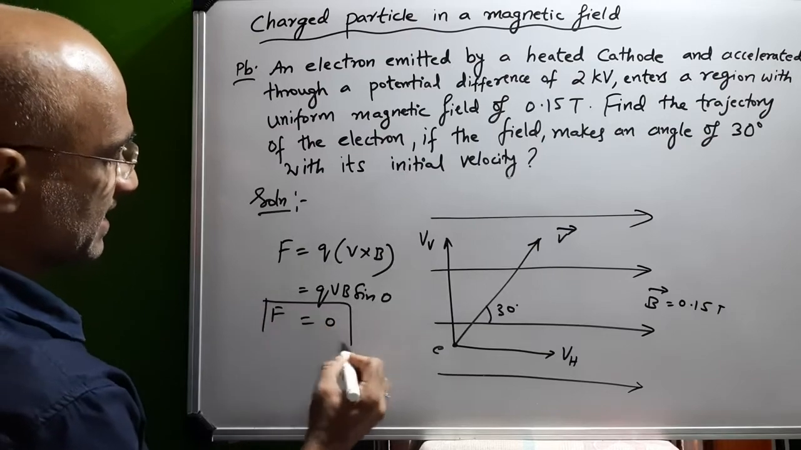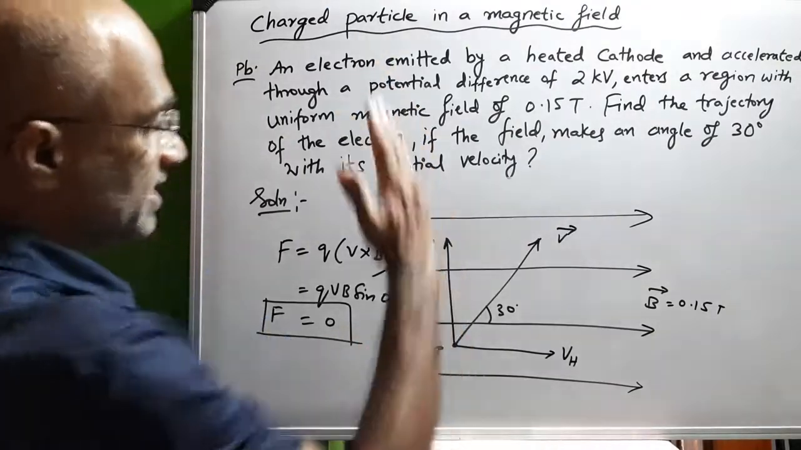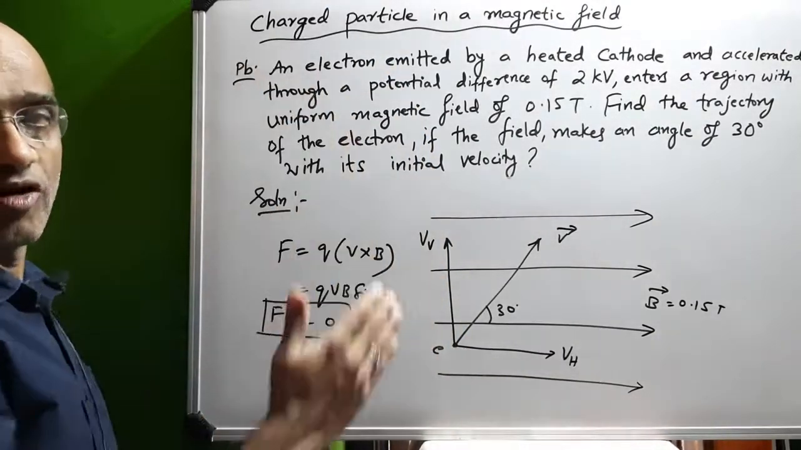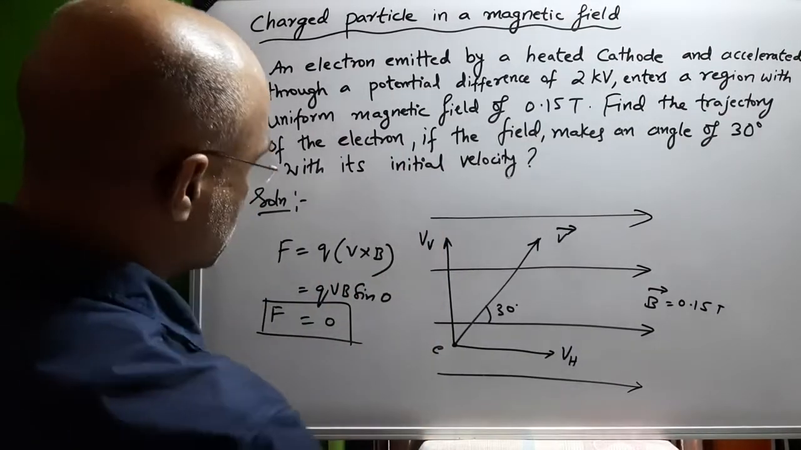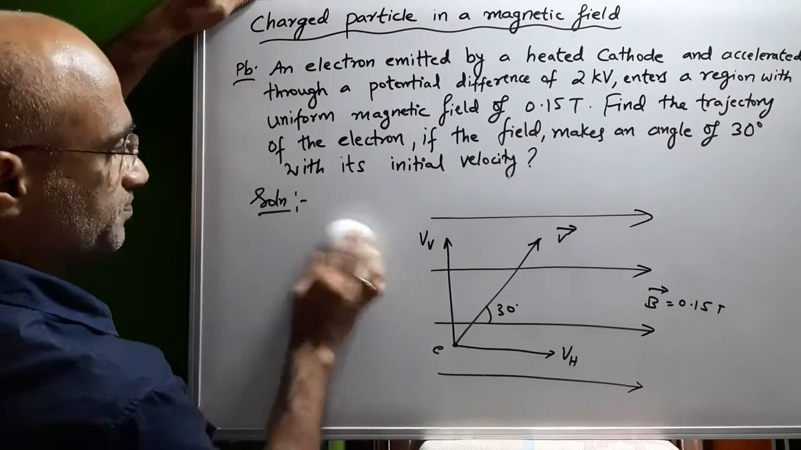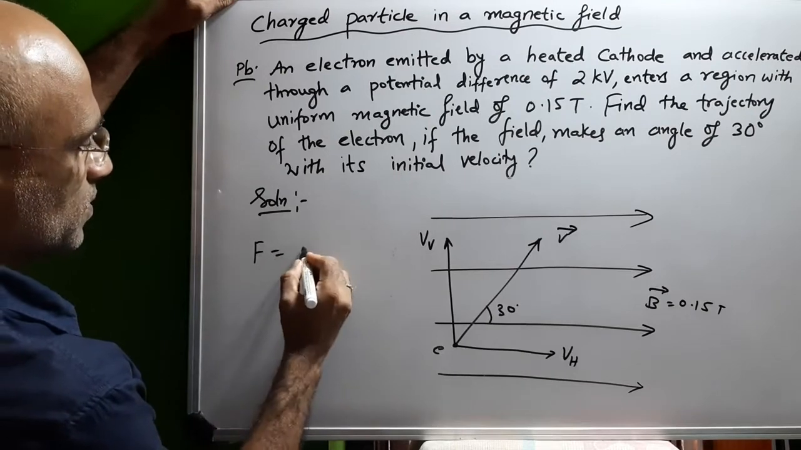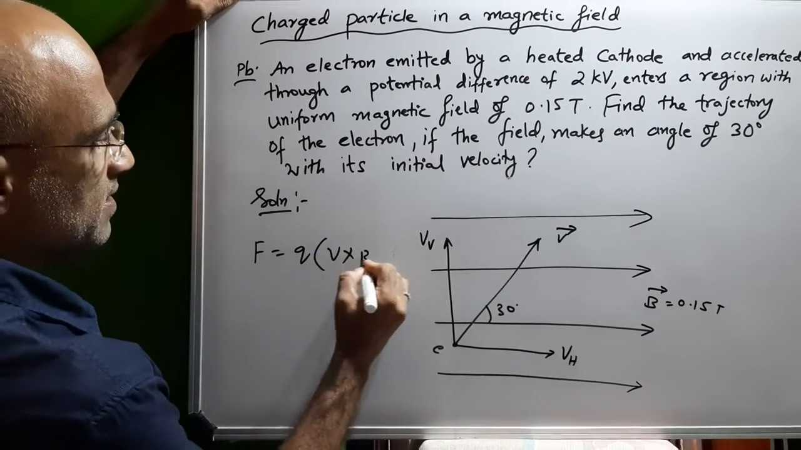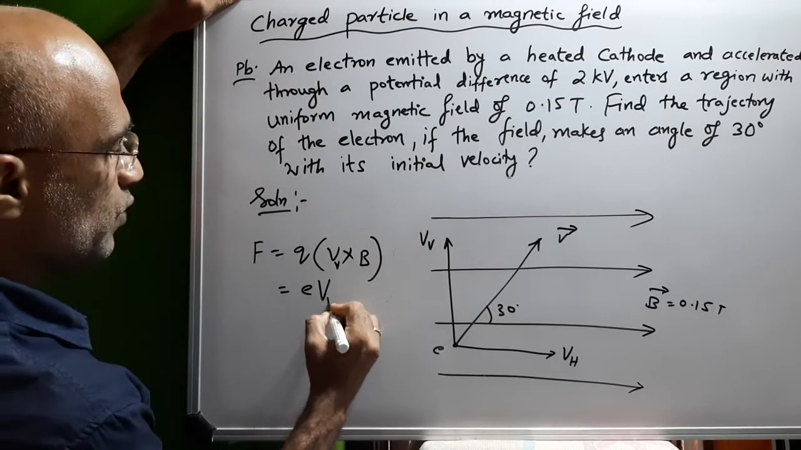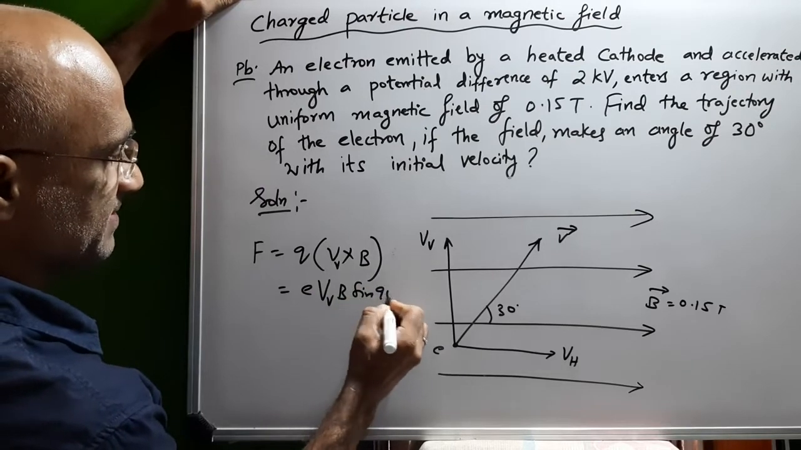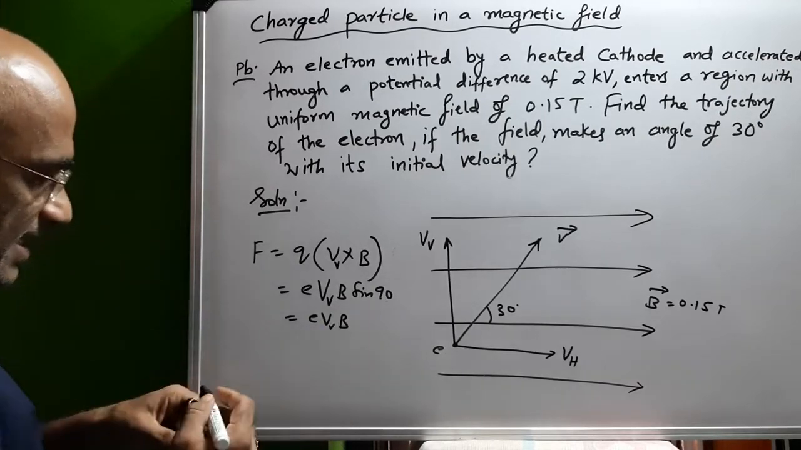So the force acting on the particle due to the horizontal component will be 0. Only the vertical component will be effective on the charged particle. So I can write F is equal to Q V cross B, nothing but the vertical component, which I can write as e Vv B sine 90, which simplifies since sine 90 is 1.